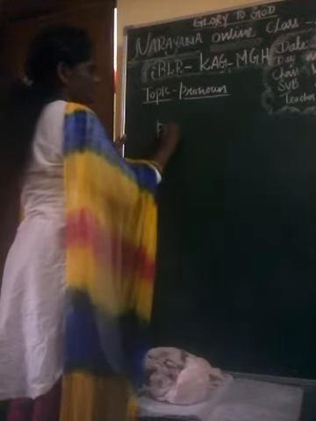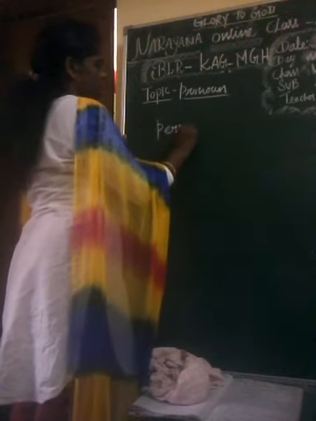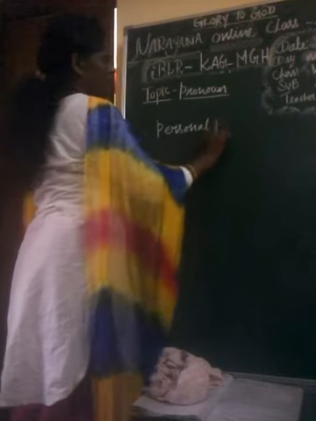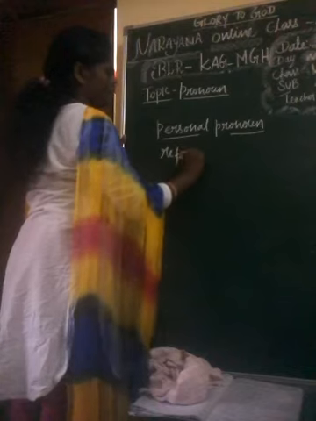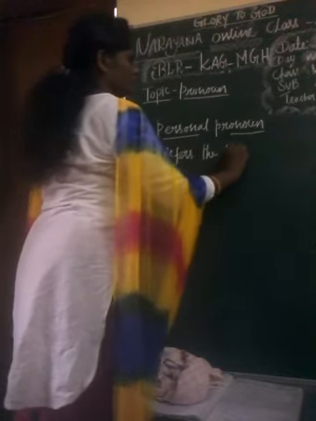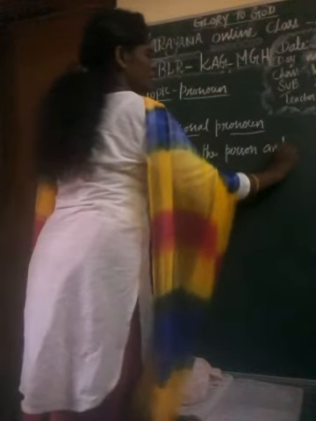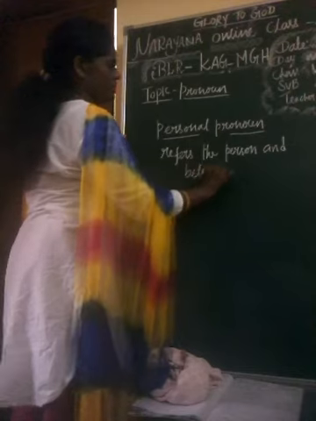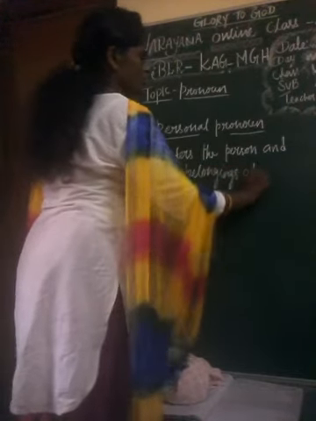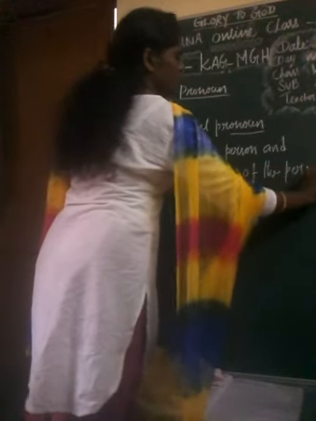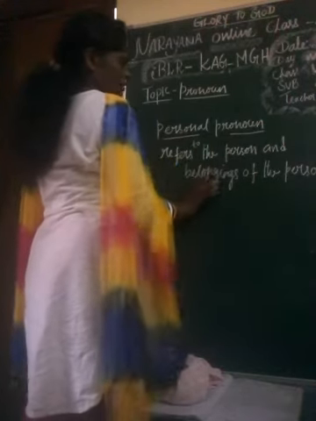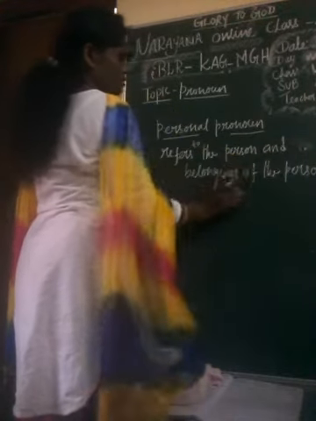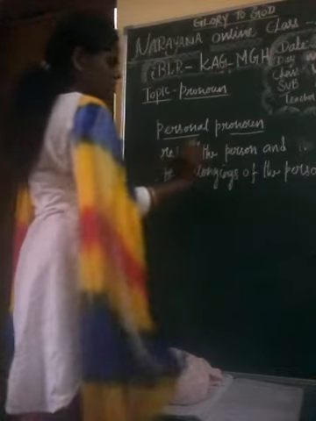First one is personal pronoun. So what is a personal pronoun? A personal pronoun refers to the person and the belongings of the person. That's what a personal pronoun is. So what does it refer to? It refers to the person and their belongings.